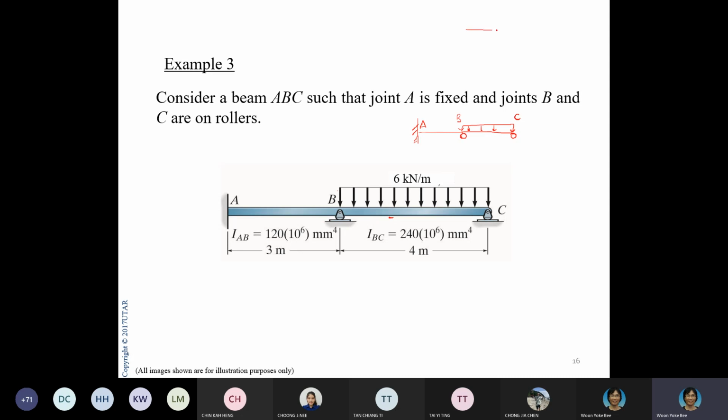When you have a pin, we draw it like that. When we have rollers, we draw like that. When it is fixed, we draw like that. These are very simple symbols that you can use to draw your diagrams. So if this is fixed, these are roller and roller. How are we going to find the internal moments in the beam? The internal moments that we are talking about would be this.